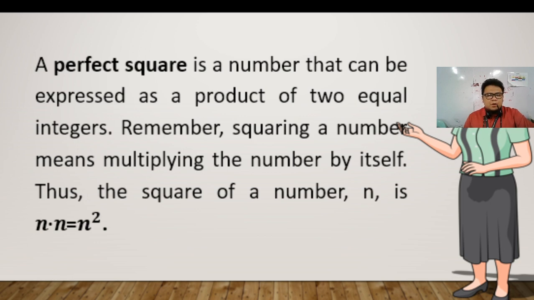For example, we are going to replace this variable n by a number. Just like for example 4, we're going to replace n by 4. So, 4 times 4 is equal to 4 squared. Squared means you are going to multiply that number by itself, so 4 squared is 4 times 4.